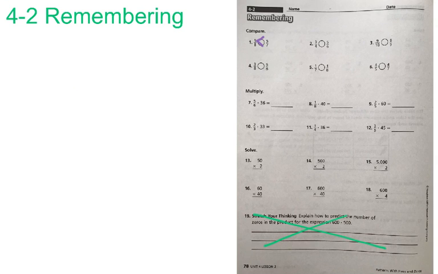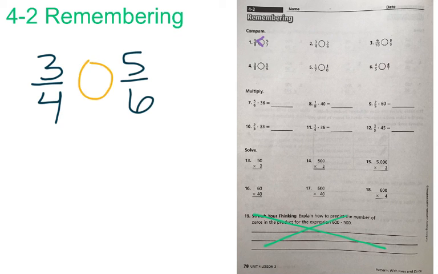Let's look at number 2, and we have 3/4, and we're comparing it to 5/6. Now, we know that we need to have a common denominator unless the numerators are the same, and in this case they're not. So we need to get a common denominator for this problem. We have 4 and 6. 4 is not a factor of 6, so it can't go into 6 evenly. So we need to get to the next smallest common denominator, and that's going to be 12.